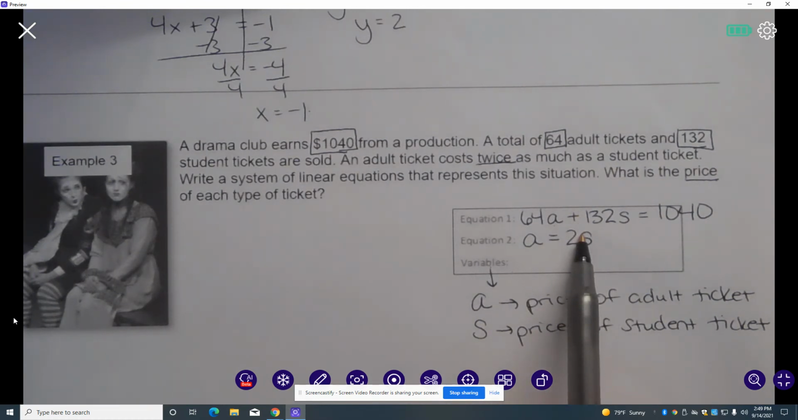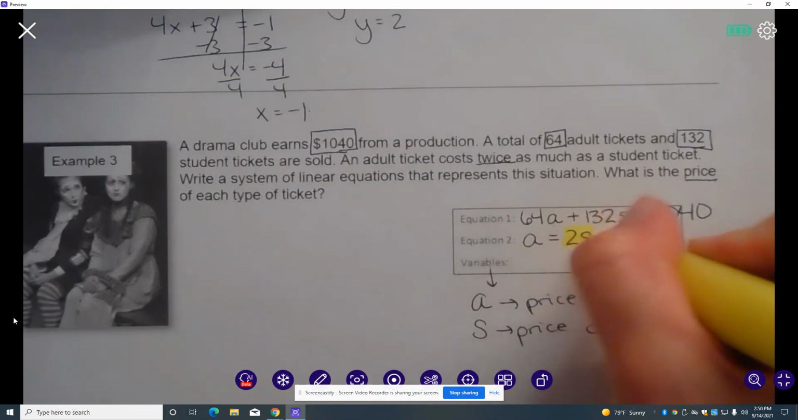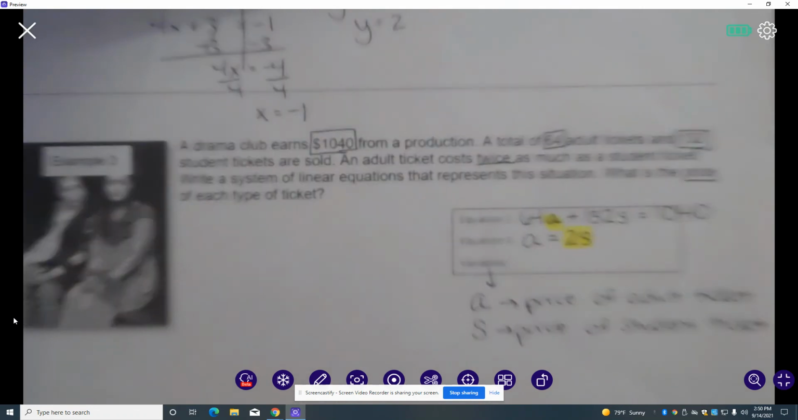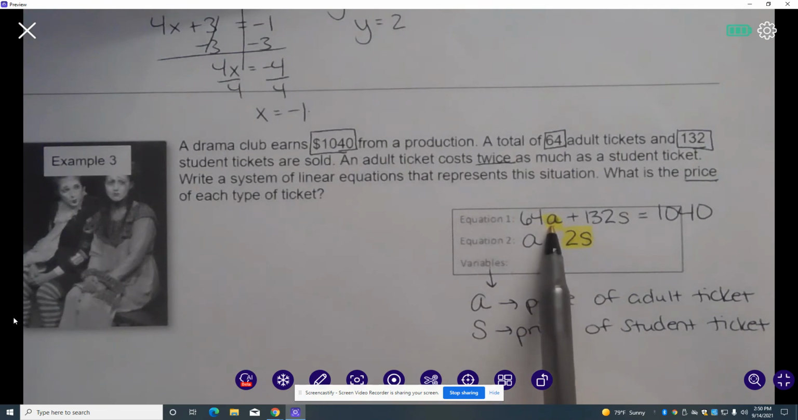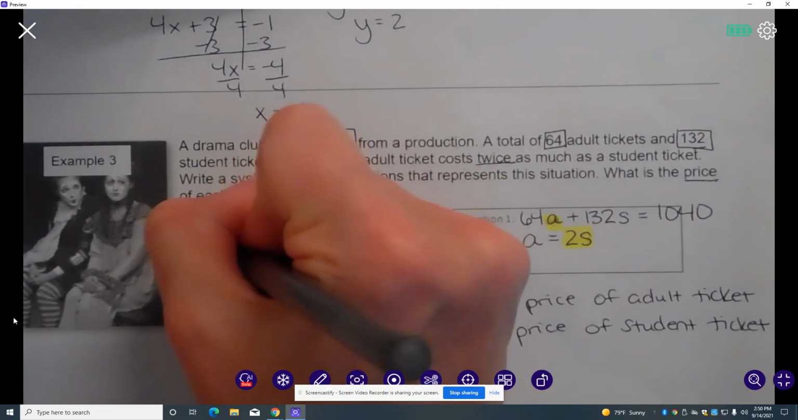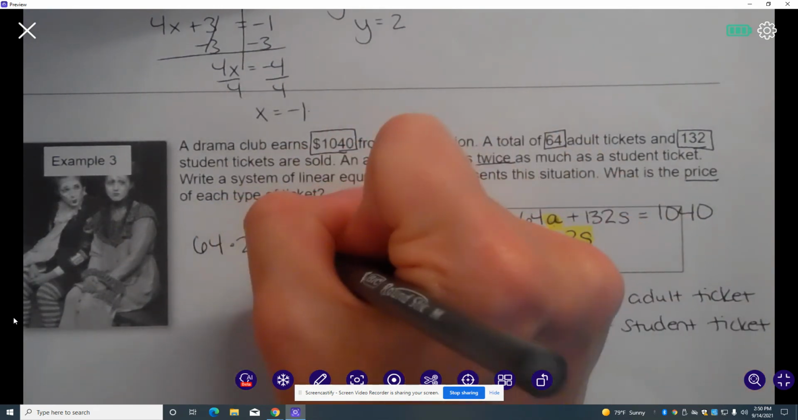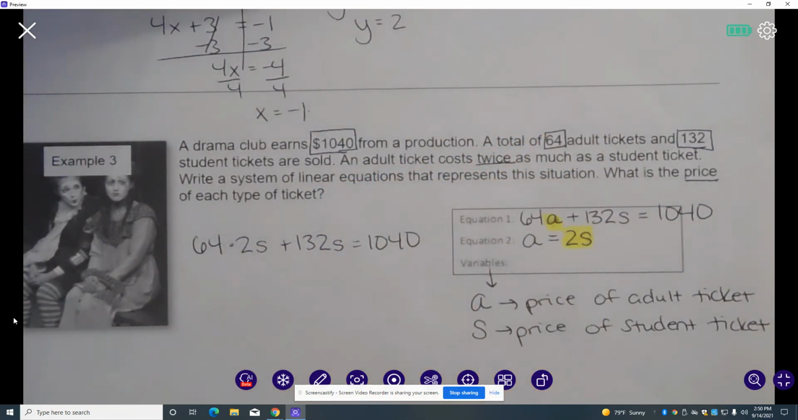This is set up nicely for substitution because notice equation 2 is solved for A. So what I can do is take 2S and substitute it in for A in the top equation. So I'm going to rewrite equation 1 with 2S substituted in for A. 64 times 2S plus 132S equals 1,040. I'm going to solve this equation to get S, the price of a student ticket.